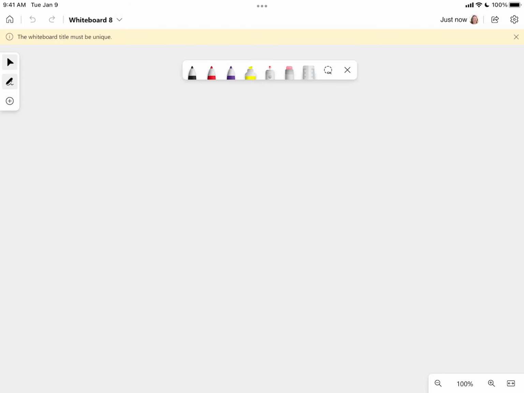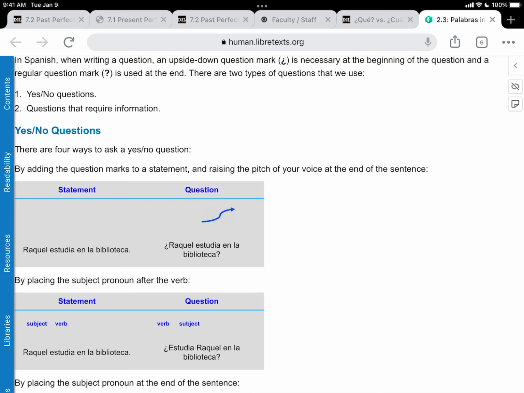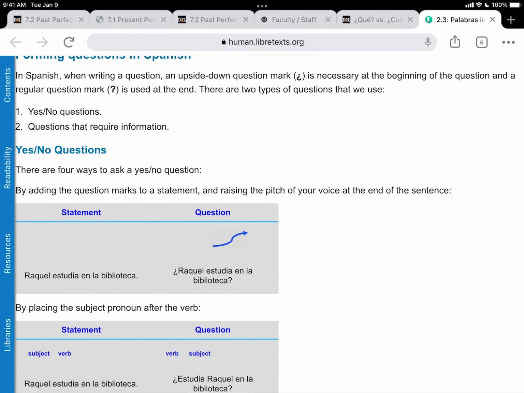Hi there, today I'm going to teach you about forming questions in Spanish. There are 4 ways to form questions in Spanish. We can have a yes or no question, and we can have questions that require information. So when we're talking about yes or no questions, there are 4 ways to form those questions.